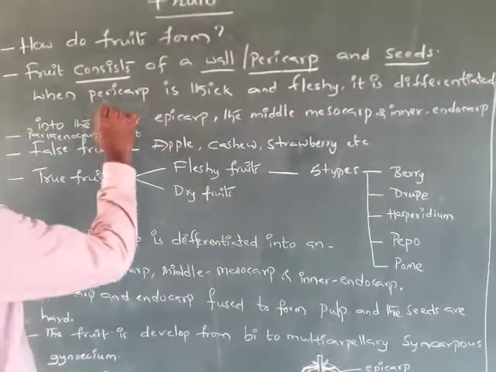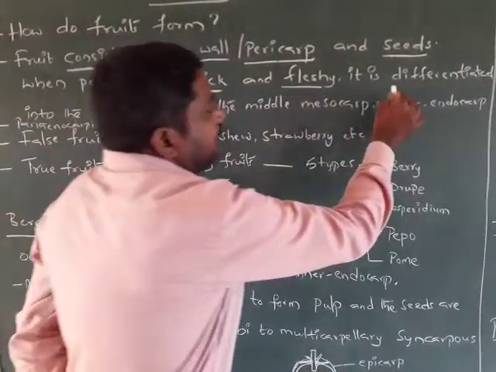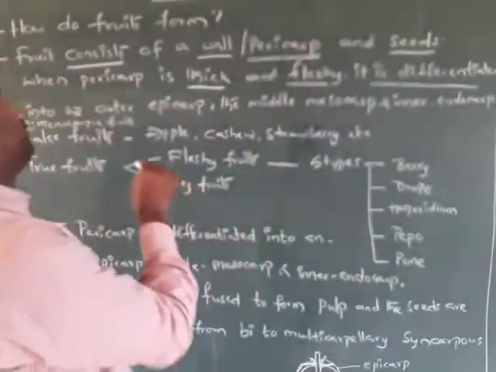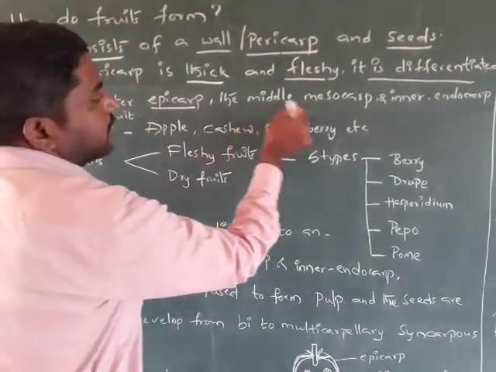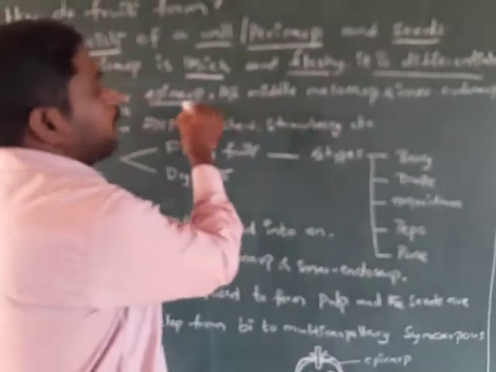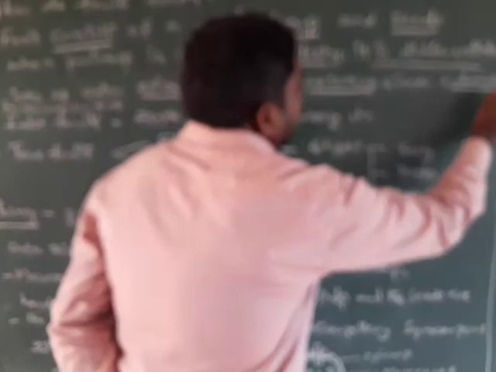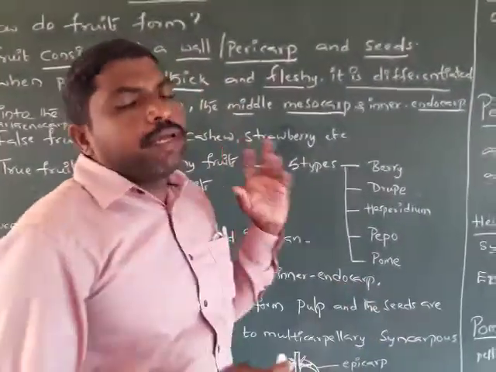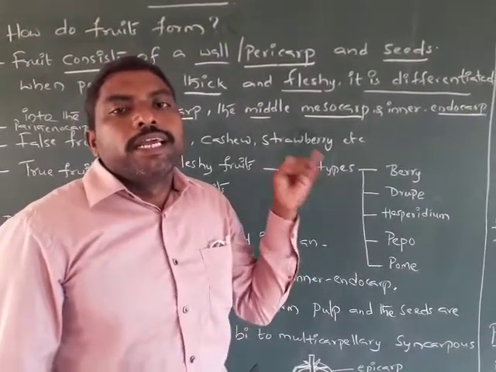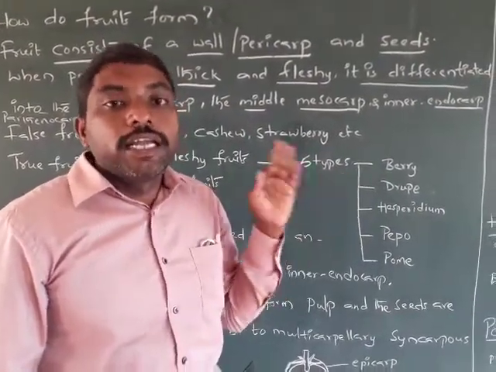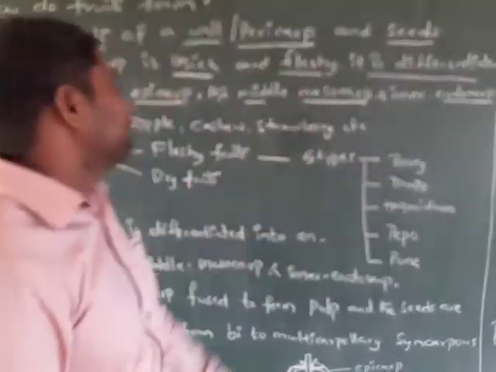When the pericarp is thick and fleshy, it is differentiated into the outer epicarp, the middle mesocarp, and the inner endocarp. The pericarp is differentiated into three layers: epicarp, mesocarp, and endocarp. A typical fruit consists of these three layers.